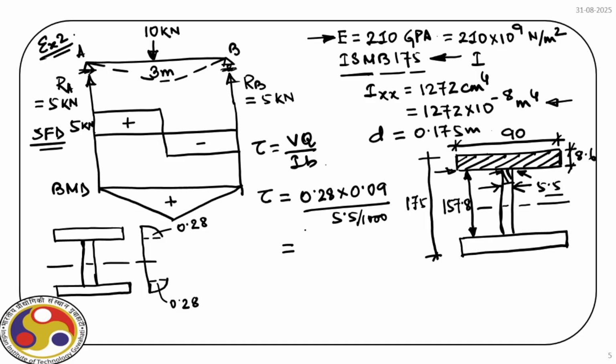So the value of tau is 4.58 MPa. So now at this level we get the value. So this is 4.58, and now we have to calculate the value of shear stress at the neutral axis.